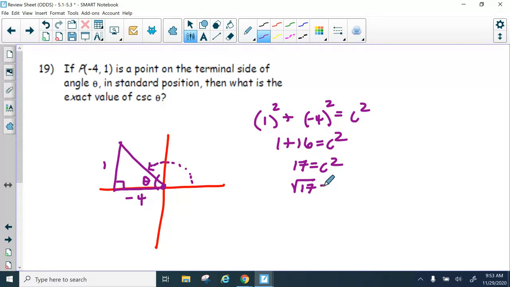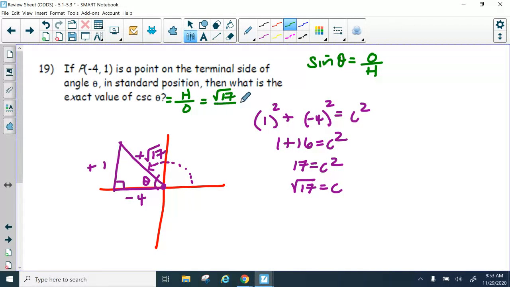All right, so our hypotenuse, always positive, right? Opposite's positive also. Rad 17. So at this point, I hope you have it memorized that cosecant and sine are reciprocals of each other. So if sine of theta is opposite over hypotenuse, then cosecant of theta is going to be hypotenuse over opposite. So the hypotenuse is rad 17, and the opposite is 1. So this one would be rad 17.